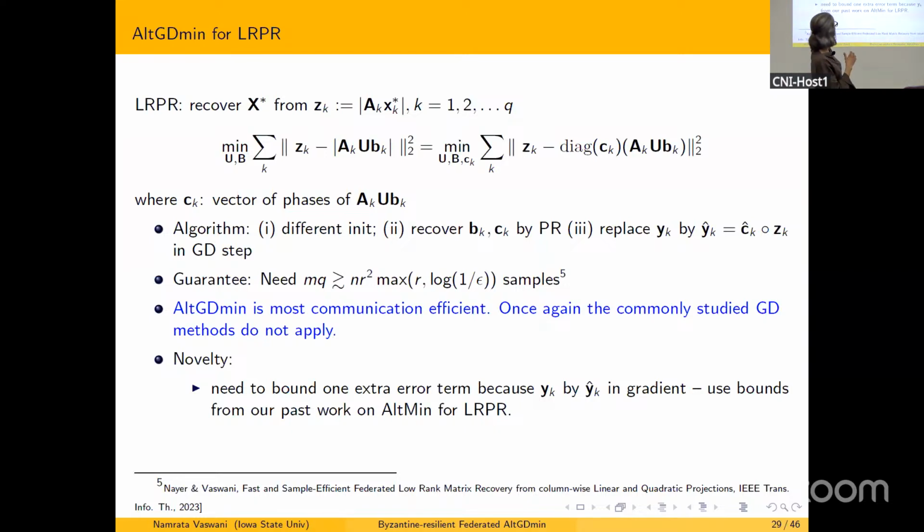AltGDmin for low rank phase retrieval. Actually, this is how this original work started. We were looking for AltGDmin for... So now the next 3 slides, I'll tell you AltGDmin for 3 other related problems. One is phase retrieval, which is low rank phase retrieval, where you don't have... you have absolute values of each entry of AKX star K, right? Same type of ideas with some modifications apply. Almost no novelty here given that AltMin was already studied, so results can be borrowed from there.